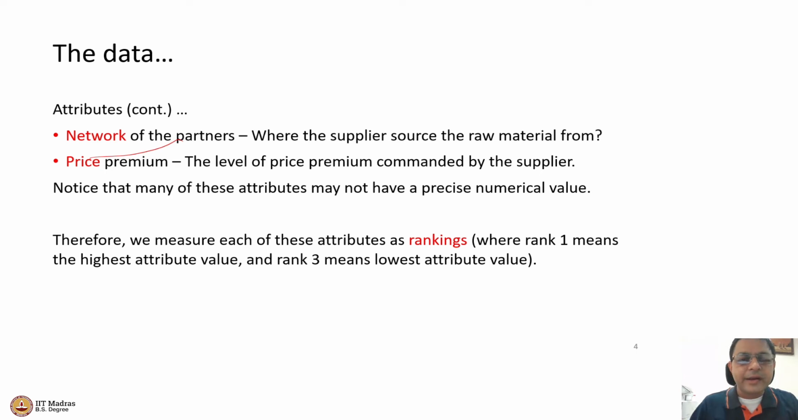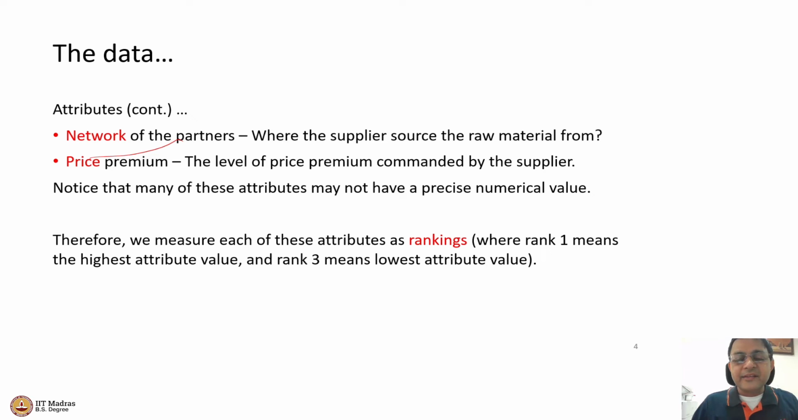For example, let us take quality. Now, if I give a particular supplier rank 1, that means they are the best quality supplier. If I give them rank 3, that means they are not so good in terms of quality. If I give them rank 1 in terms of employee skills, that particular supplier has the best possible employee skills.